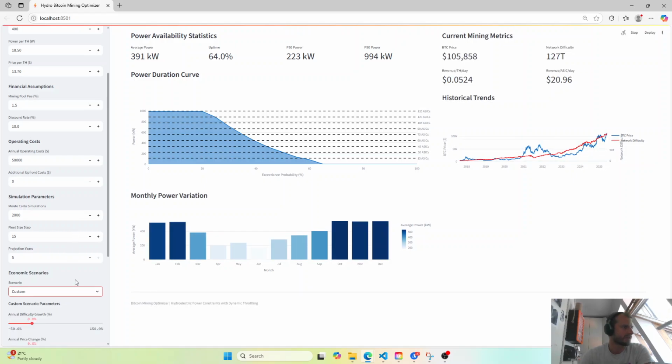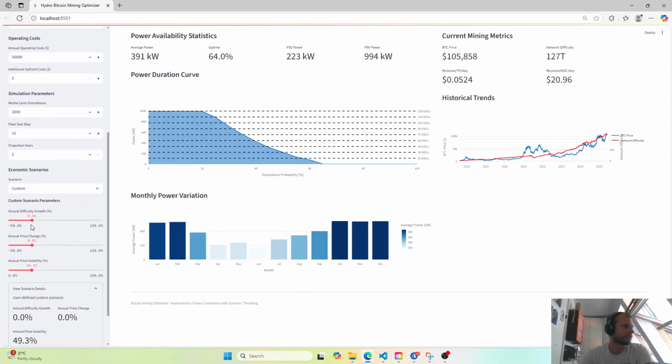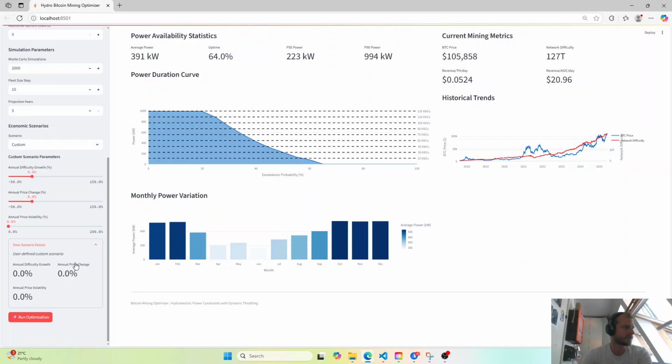So let's just put everything to zero, just like most of the calculators put zeros for the difficulty, so you don't expect difficulty to grow, or you don't expect Bitcoin to grow. Just keep it at the current level. And also the price volatility. This is calculated based on the previous year of all the data which I uploaded. But again, let's put it to zero. We don't expect any price volatility.